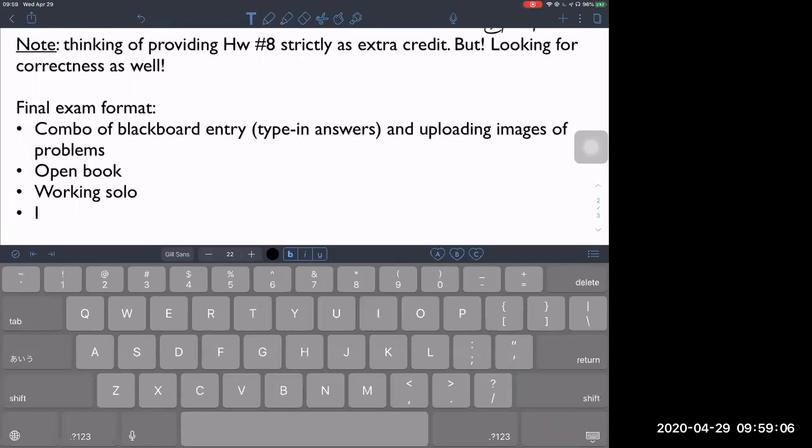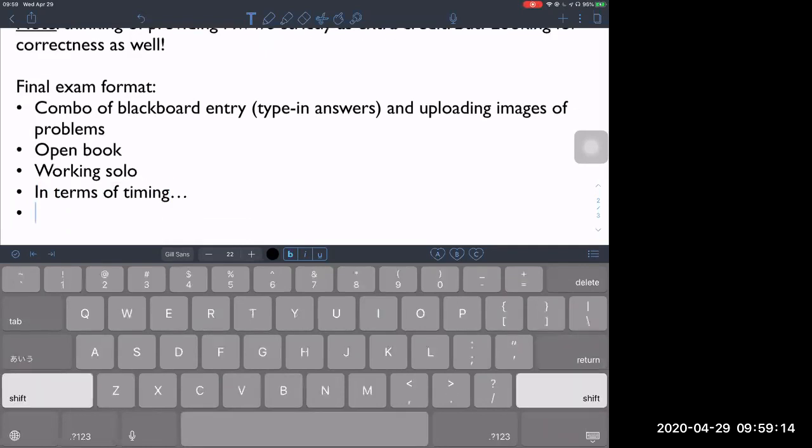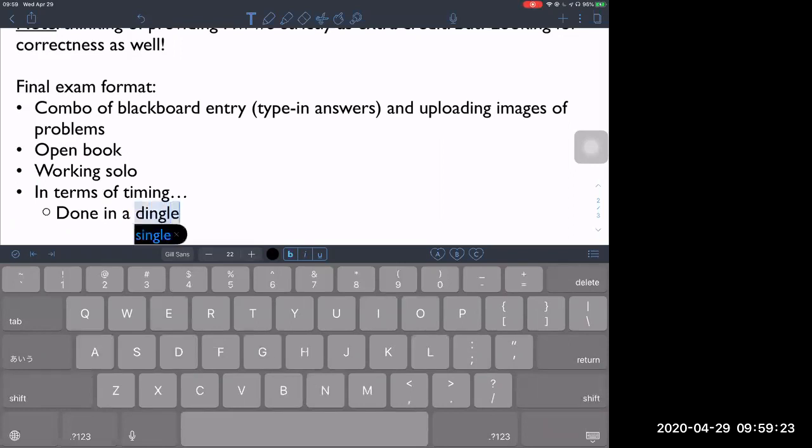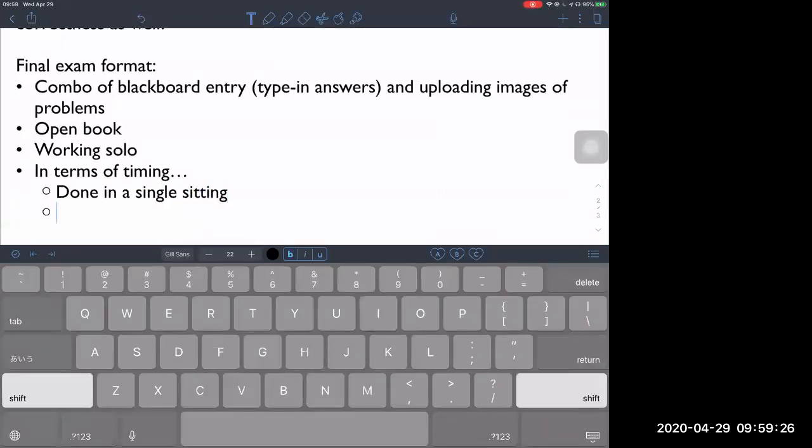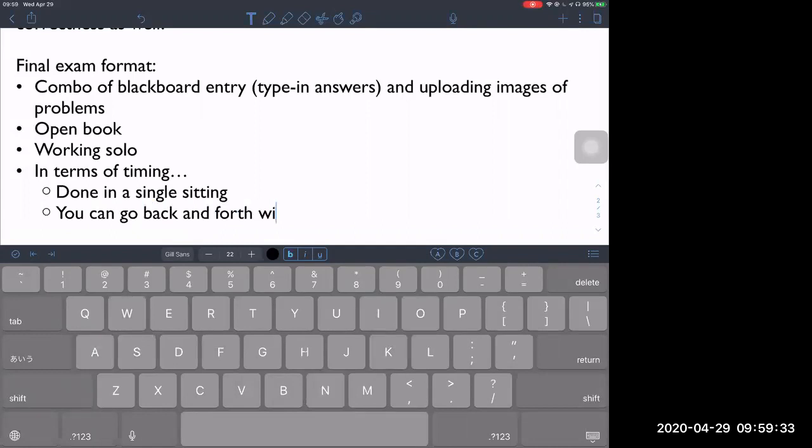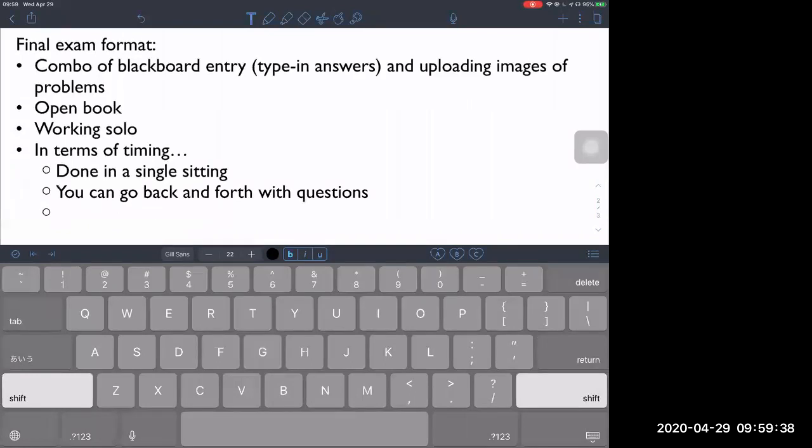Now, in terms of timing, this is what I want to address. So I'm going to do a little subsection here. Okay, this will be in a single sitting, done in a single sitting. However, you can go back and forth with questions, right? You can backtrack. Okay, I'm going to give extended time for this.